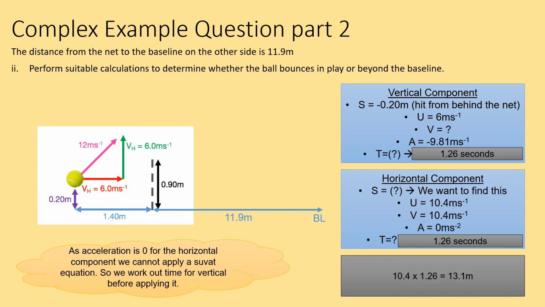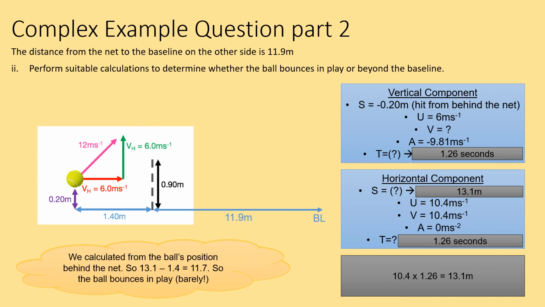Yes, it is, but do remember that we're starting at 1.4 meters behind the net. So we have to take 1.4 meters away from 13.1, and that gives 11.7 meters. Again, this is now 20 centimeters away from the baseline. So the ball bounces in play. The ball, as John McEnroe would say, that ball was in, man.